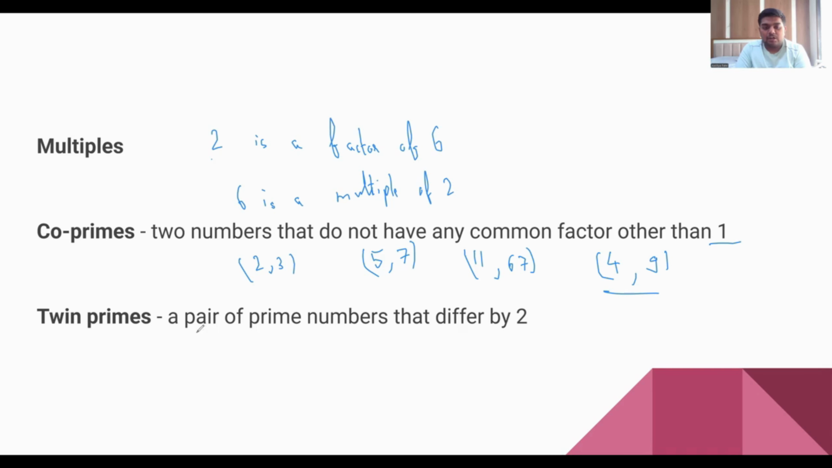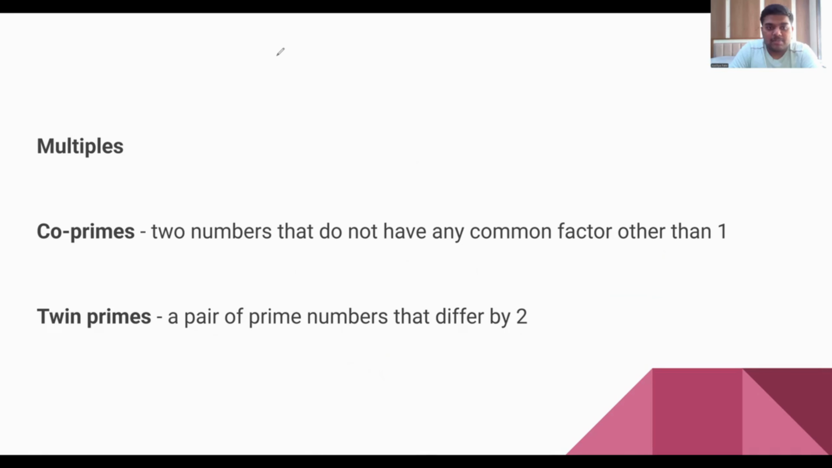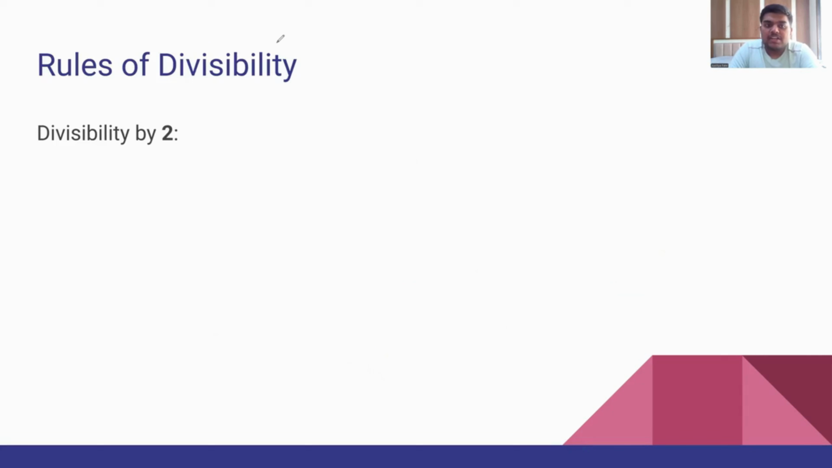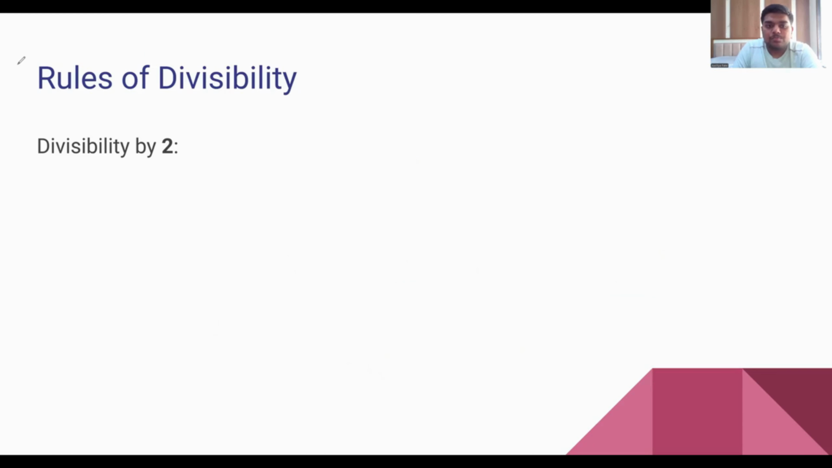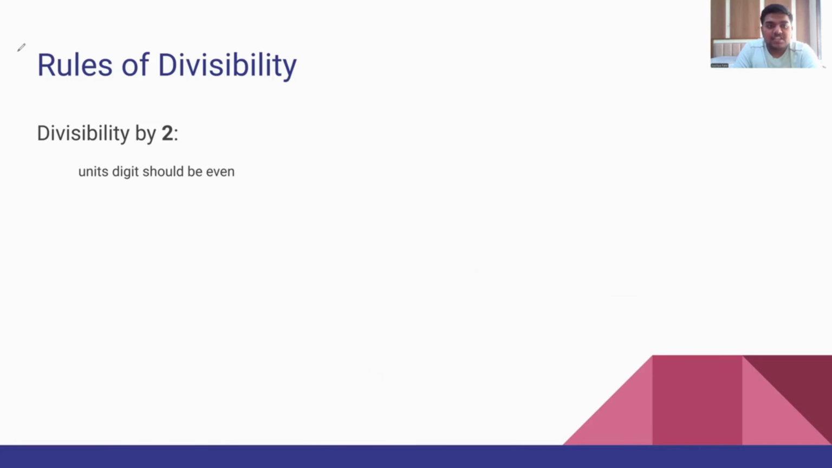And the last thing is twin prime numbers, which are a pair of primes that differ by 2. For example, 5, 7, 11, 13, and 3, 5. So these are twin prime numbers. Okay. Now we will be looking at the rules of divisibility. So the first one is divisibility by 2. A number is said to be divisible by 2 if the units digit is even.